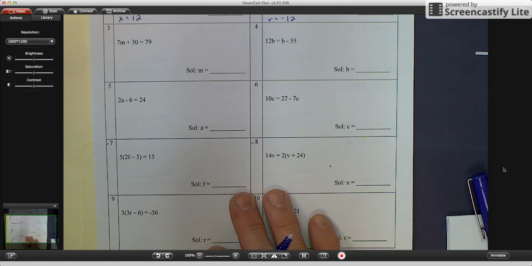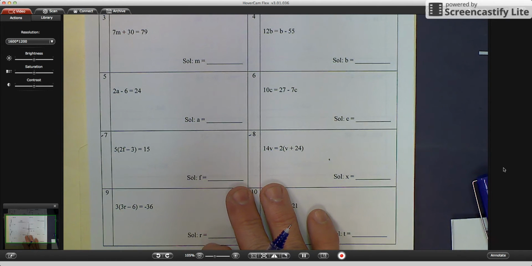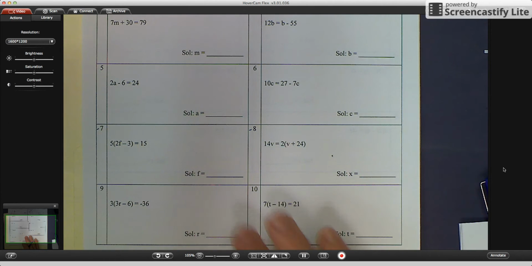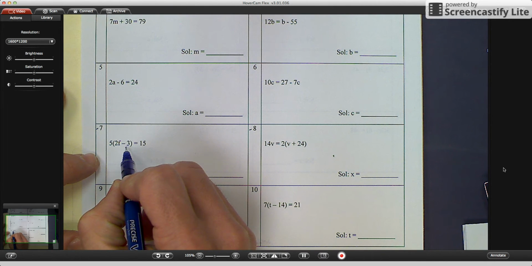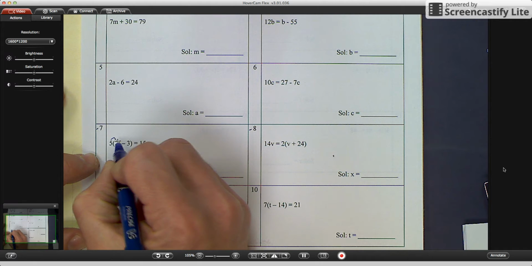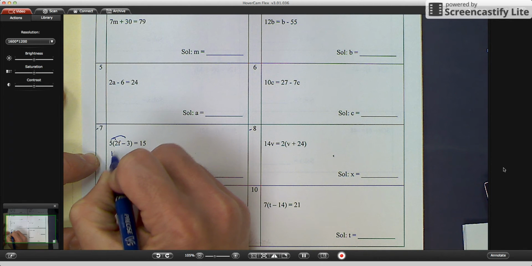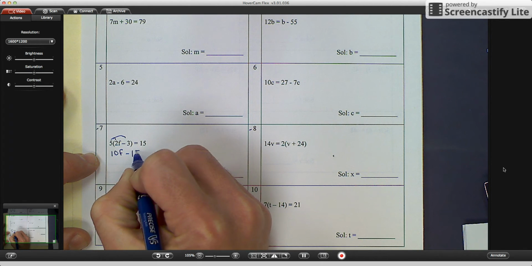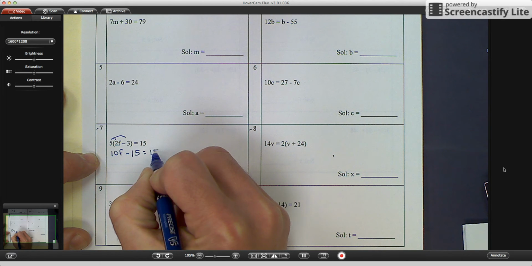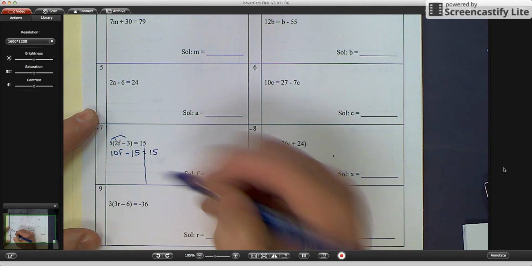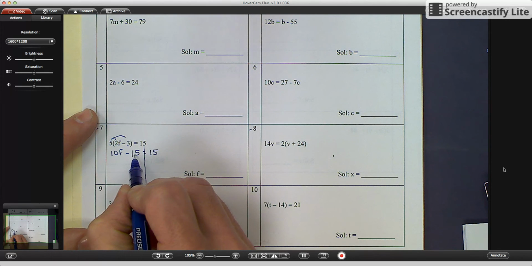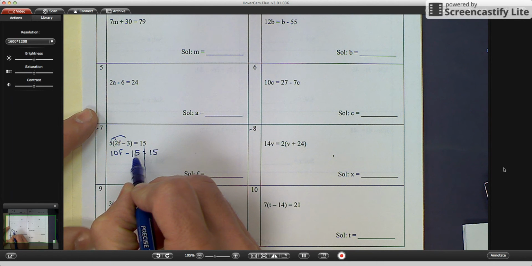And then we're going to slide down here to number 7 and 8, and we're going to do 7 and 8 together. So 7 and 8, I see that I have parentheses, so I'm going to distribute. I'm going to distribute the 5 to the 2f, and I would get 10f minus 15 is equal to 15. And then the second step says combine any like terms. Well, here's the middle of my equal sign, so 10f and negative 15, those are not like terms. So I'm not going to do step 2.